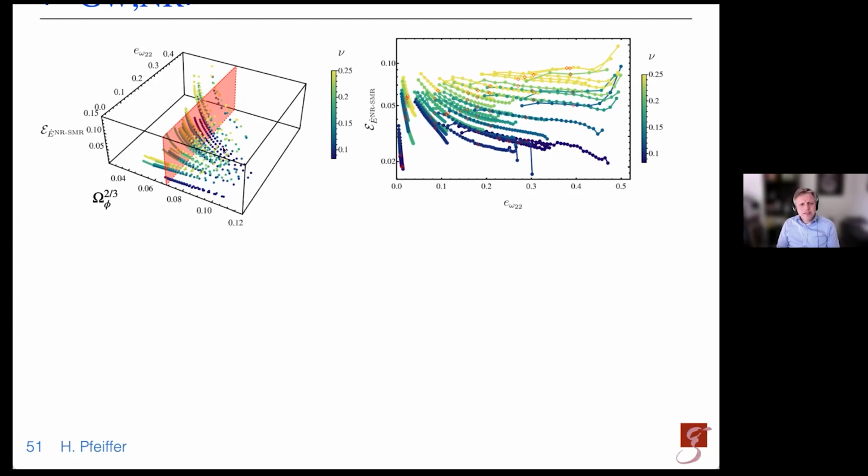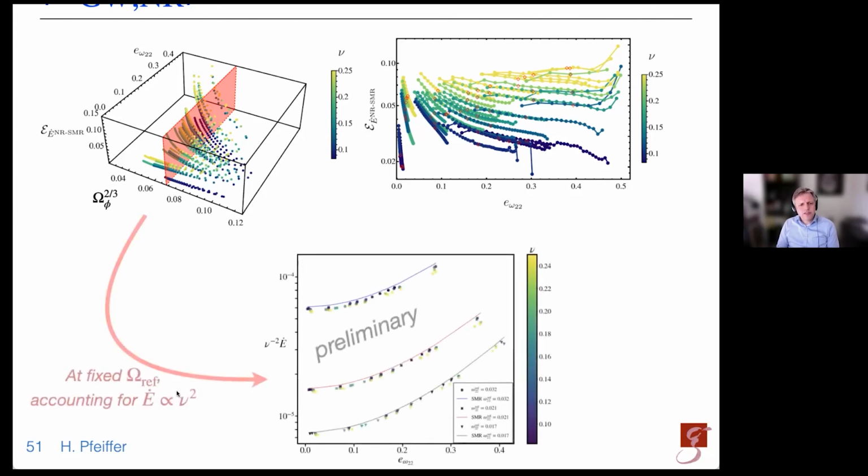That data set is too complicated to work with. So what we're doing is we're picking a reference frequency, like the red plane here, and only analyzing data on that reference frequency. That turns the 3D plot into a 2D plot. X-axis is the frequency. Y-axis, in this particular plot, I'm plotting the energy flux of the numerical relativity simulations.